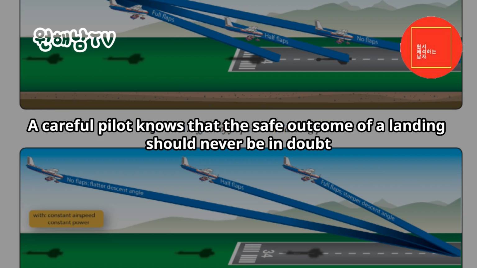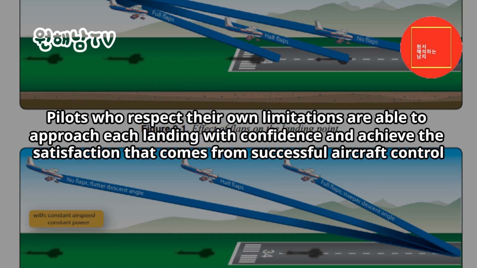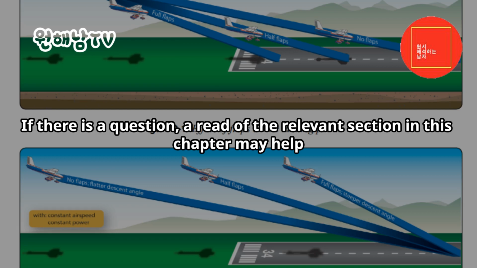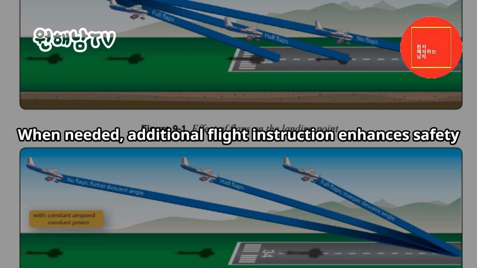A careful pilot knows that the safe outcome of a landing should never be in doubt. Pilots who respect their own limitations are able to approach each landing with confidence, and achieve the satisfaction that comes from successful aircraft control. After any landing, a pilot performs a self-evaluation. If there is a question, a read of the relevant section in this chapter may help. When needed, additional flight instruction enhances safety.